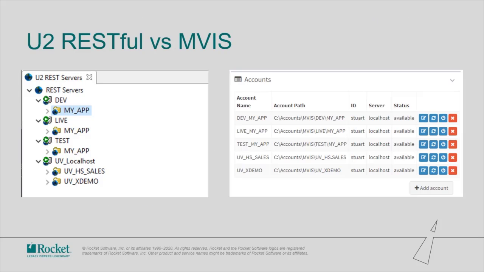On the left-hand side here, we see U2 REST. We've got our REST servers defined, 4 of them there, and then underneath each REST server are resource folders where we would store our data, subroutine resources, and dynamic arrays. If you look on the right-hand side, as I said, Mvis is one REST server, so we define accounts, and those accounts then are linked to the resources that apply to each account.